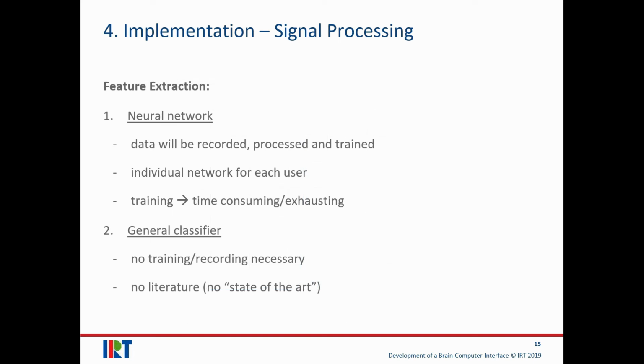During the implementation we used two different approaches for the feature extraction. One was more state-of-the-art and used a neural network. For this, the user had to record a training session. The data of that session was then given to the neural network and a classifier was trained. From that, you could get an individual classifier for each user that in the end should be quite precise. Disadvantages with the neural networks are the training times, which are a bit time-consuming and also exhausting due to the long exposure to the blinking.